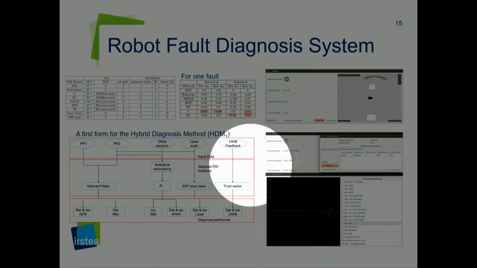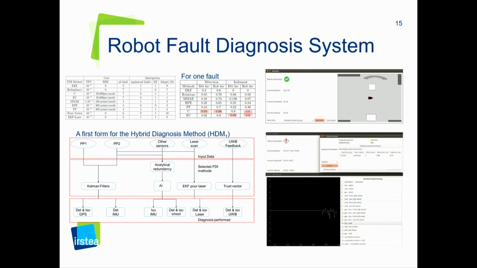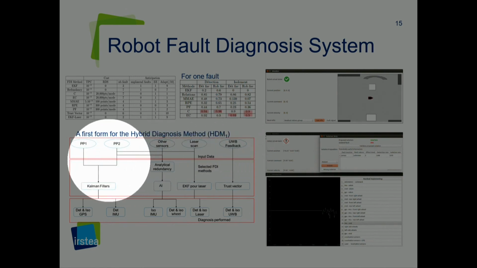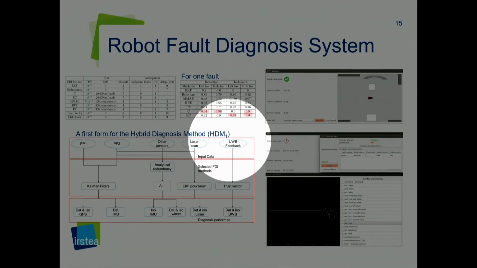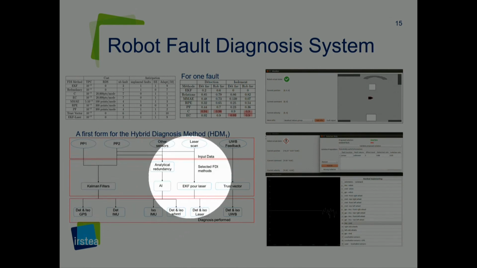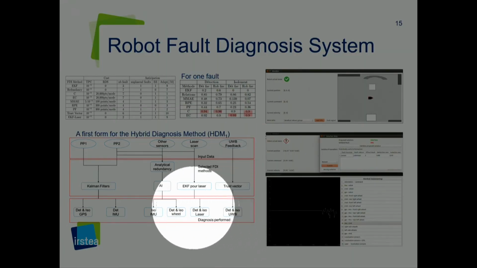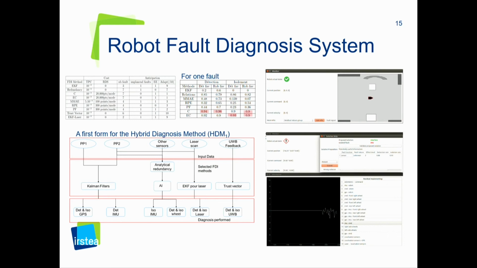Secondly, this is the first form of HDM after the first evaluation. In the input data, we have pose providers 1 and 2. Pose provider 1 is for indoor data, and pose provider 2 is for outdoor locations. Other sensors, laser, etc. We can see Kalman filter, deep learning, EKF, a flexible EKF for laser, etc. And each copes with detection or isolation of one or multiple faults.